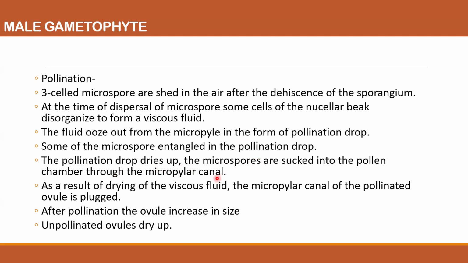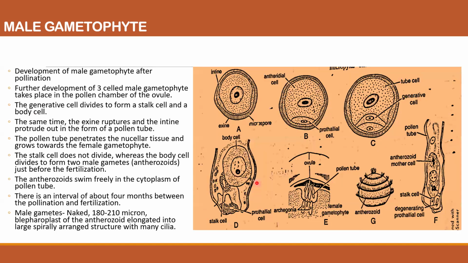After some time, the pollination drop dries up and the microspores are sucked into the pollen chamber through the micropylar canal. The viscous fluid dries up, plugging the ovule and not allowing entry of any further pollen grain or microspore. After pollination, the ovule increases in size and the unpollinated ovules dry up. Now, the third phase is the development of the male gametophyte after pollination, where it enters the ovule in the pollen chamber.